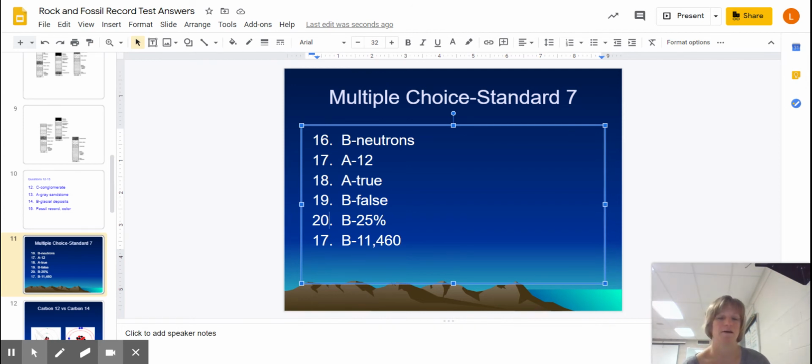Now, knowing that a half-life for carbon-14 is 5,730 years, question number 21 asks you, how old would that fossil be if a scientist found it and it had exactly 25% of its original carbon-14? And the absolute exact age would be 11,460.